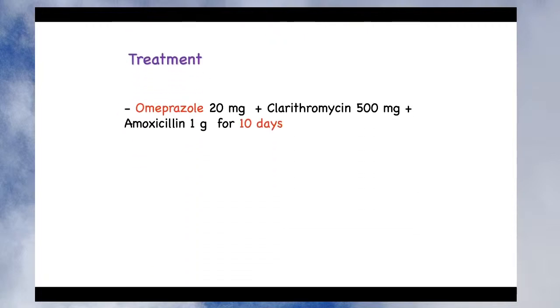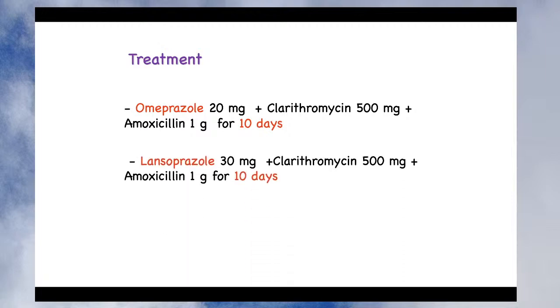Most of the time you can see two antibiotics are given with the proton pump inhibitor. So omeprazole 20 milligram, which is a proton pump inhibitor, plus clarithromycin 500 milligram, plus amoxicillin 1 gram for 10 days. If you look, the dose is also very high, because generally most of the time H. pylori infection in the patient is resistant in nature. So any kind of bacterial infection which is resistant in nature can be treated only by combination therapy. One antibiotic may not work, so you are giving a combination of antibiotics.